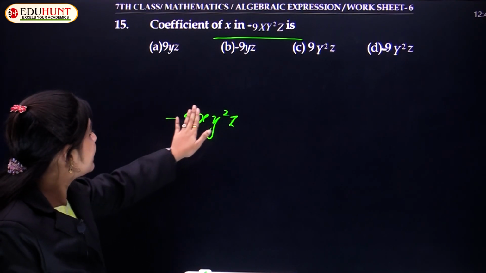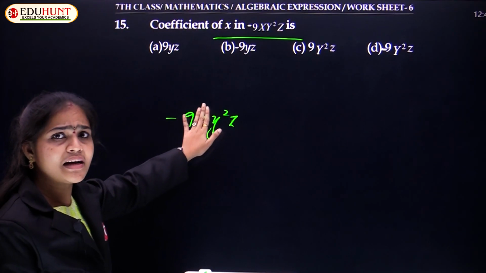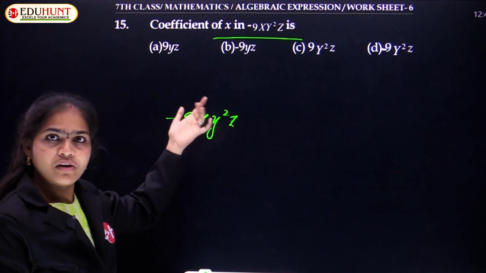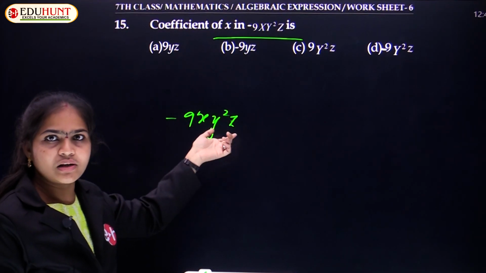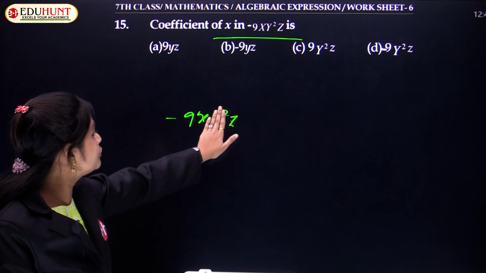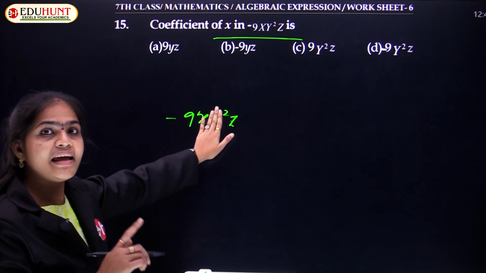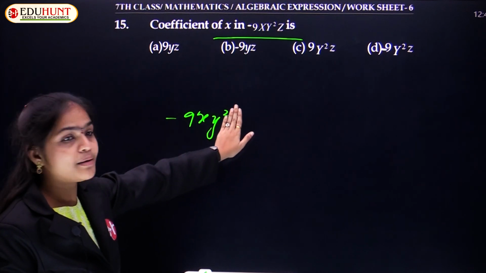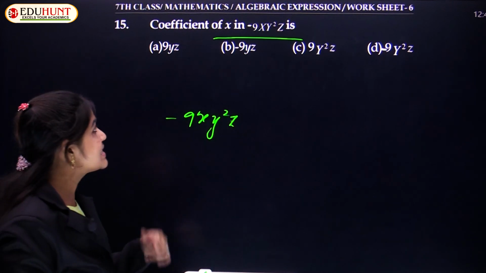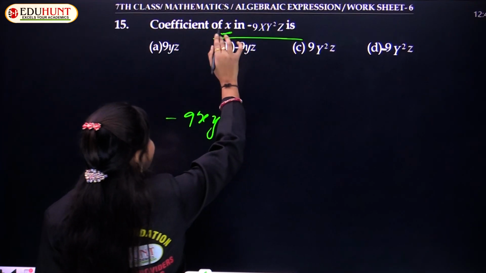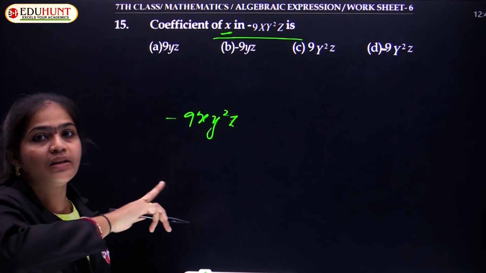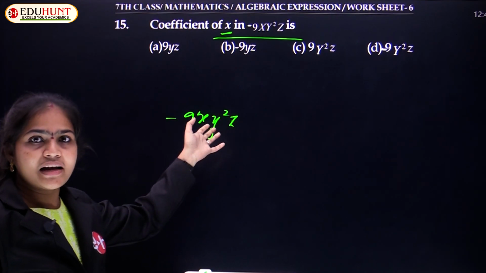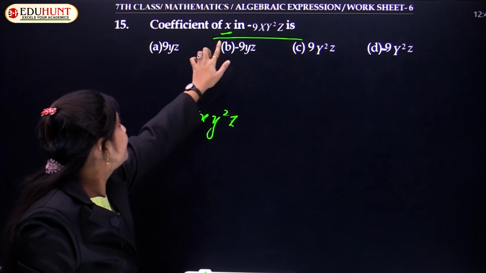In the same way they are asking here what is the coefficient of x. Except that x, the leftover numerical values and variables, those are also factors, which means those are also coefficients here. In the same way, what is the coefficient of y square? Minus 9xz. What is the coefficient of z? Minus 9xy square. Except the letter or numerical value they are asking, the leftover variables and numerical values are the coefficients of that given term.